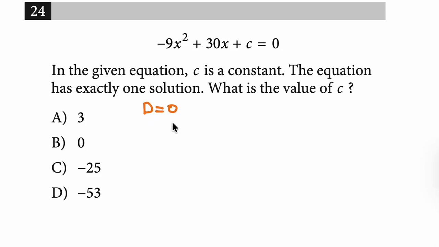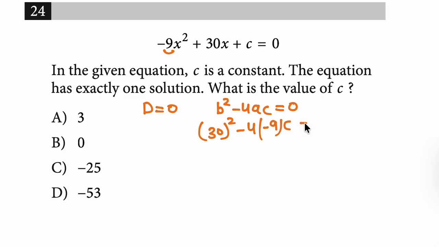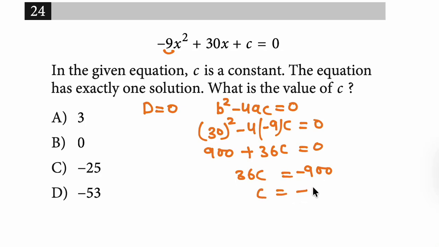D is equal to 0, and D is the discriminant. That means B squared minus 4AC should be equal to 0. So B is 30: 30 squared minus 4 times A, which is negative 9, times C, is equal to 0. So 900 plus 36C is equal to 0. 36C is equal to negative 900. So dividing by 36 on both sides, C is equal to negative 25.